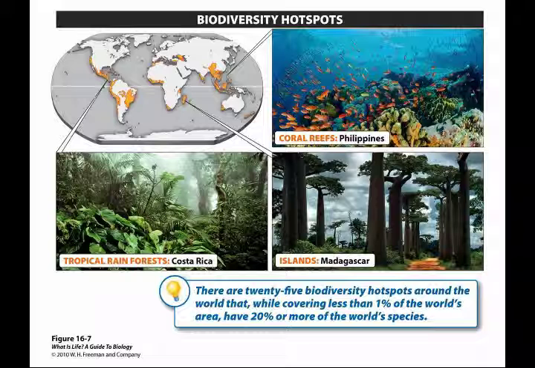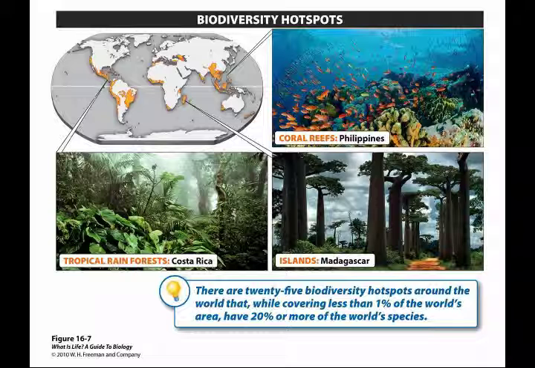That's a biodiversity hotspot. What we basically have, 25 biodiversity hotspots around the world, covers less than 1% of the world's area, but has 20% of the world's species. So 20% of all of the species that are out there on the entire Earth are found in this 1% area of land.